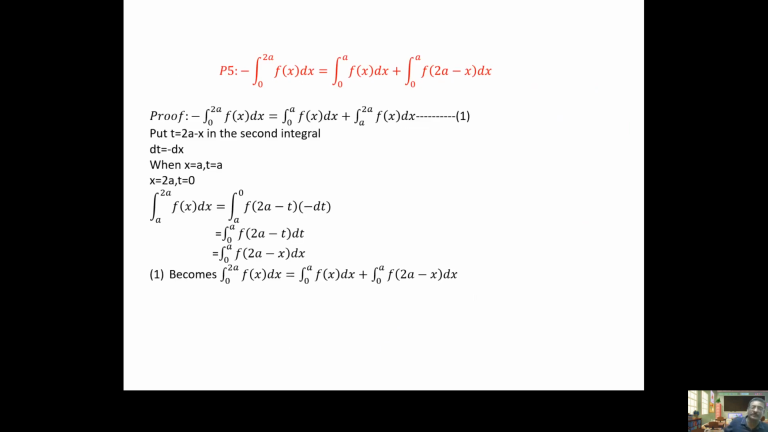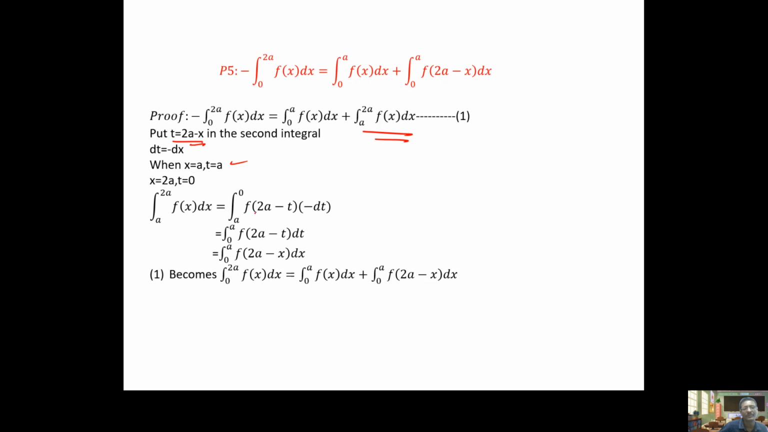Now, next property, P5. Integral 0 to 2a f of x dx is equal to integral 0 to a f of x dx plus integral 0 to a f of 2a minus x dx. So what you have to do? 0 to 2a, you can write it as 0 to a f of x dx plus a to 2a f of x dx. Take the second integral. Here, in the second integral put t is equal to 2a minus x, dt is equal to minus dx. When x is equal to a, t is equal to a. When x is equal to 2a, t is equal to 0.